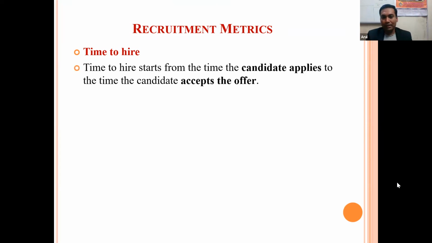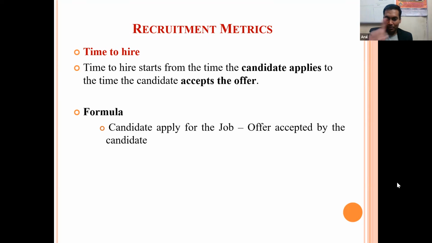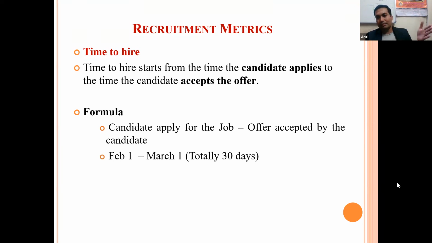The time to hire starts from when the candidate applied to the job and ends when the candidate accepts the offer. In the previous case, January 1 is when the opening was communicated, and here, February 1, the candidate applied to the job. So the time to fill for the company is 60 days, and time to hire for the same candidate is 30 days.